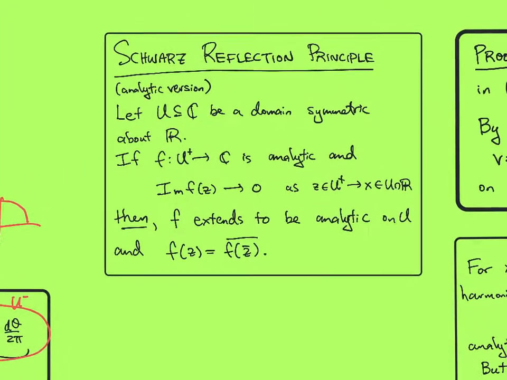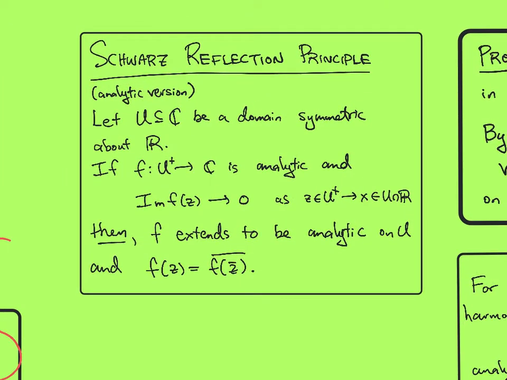And so now let's talk about how you can extend this to analytic functions. So if I, again, have a domain that's symmetric about the real line as before, and if I have an analytic function on this upper piece, and the imaginary part of f tends to 0 as I tend to the real line, then magically f extends to be analytic on this whole domain, and it satisfies this reflection formula.